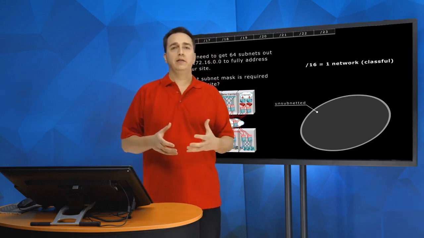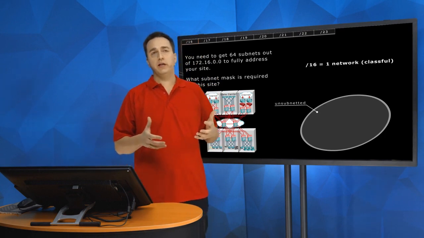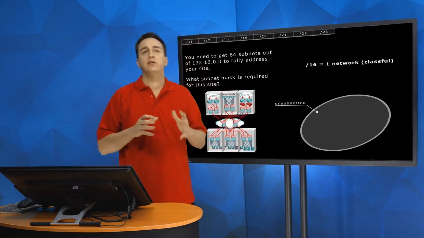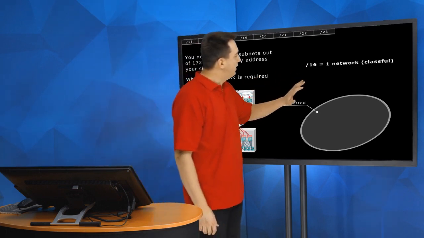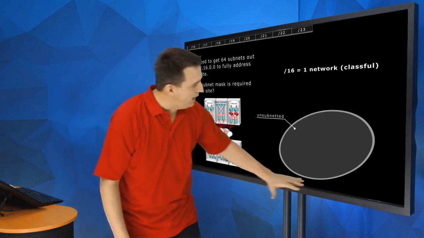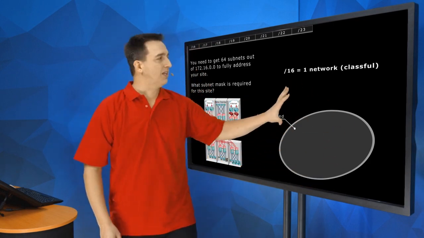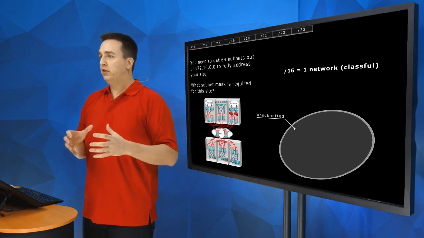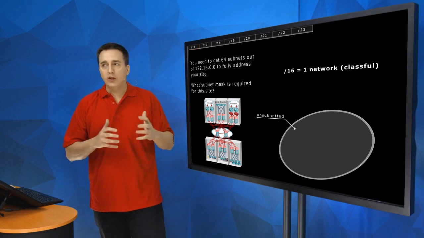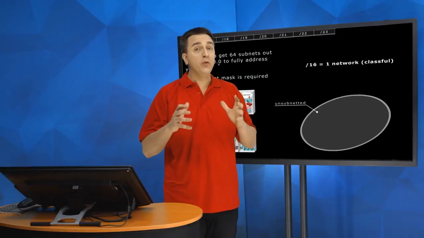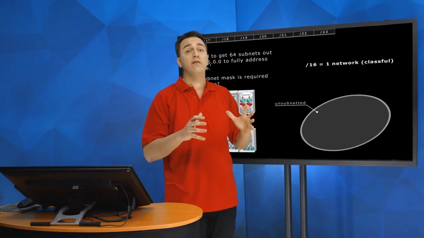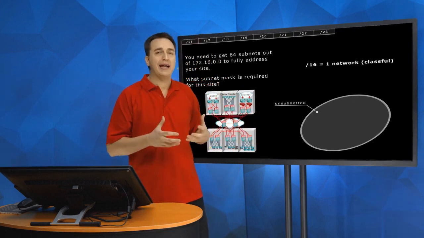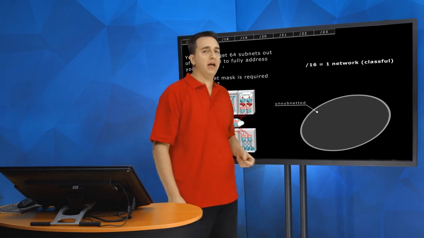So how do we do that? Well, we do that by manipulating the subnet mask. So right now, we have the 172.16.0.0/16 network. And this /16 network is one large network, as you can see here. It's called a classful network because we're using the default Class B address of 172.16.0.0 with its default subnet mask, meaning we have not modified this in any way, shape, or form. So it's classful. It's unsubnetted.